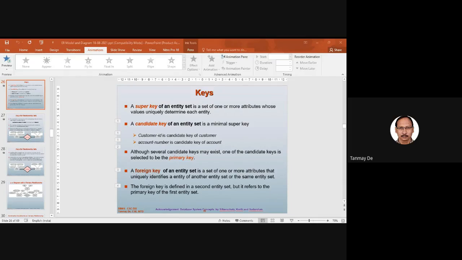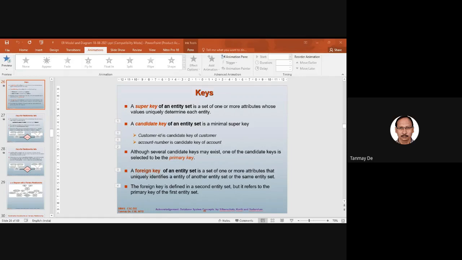And a candidate key is the minimal form of the super key, that is, the minimum number of attributes in the super key which can uniquely identify an entity, say a particular customer from the customer entity set. Here, customer ID is one of the super keys. Customer ID combined with customer name is a super key. Customer ID with customer city is also another super key.